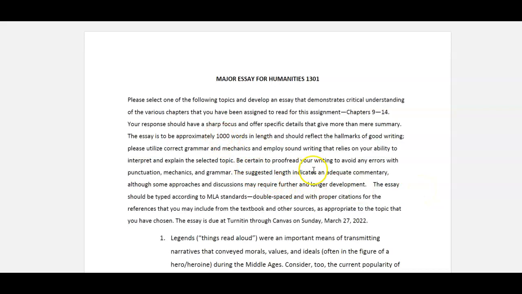I give you this length of 1,000 words because I do believe that you can adequately cover the topic in that, but you may, depending upon the approach you're going to take and the details you're trying to offer in the view of your discussion, may need to have further, longer development.